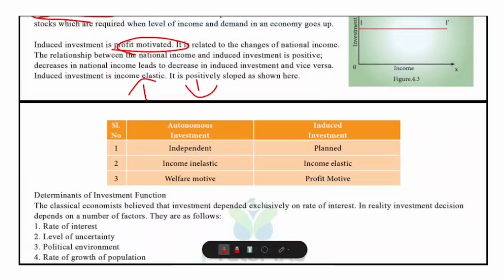What are the examples of induced investment? Investment in new factories or machinery when demand increases. Then business expanding production due to rise in sales. Then purchase of additional stock when income and consumption rises and so on. So in short, there are two types of investment, autonomous investment and induced investment. Autonomous investment is welfare oriented and induced investment is profit oriented.